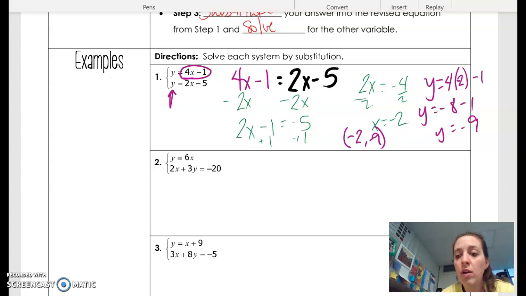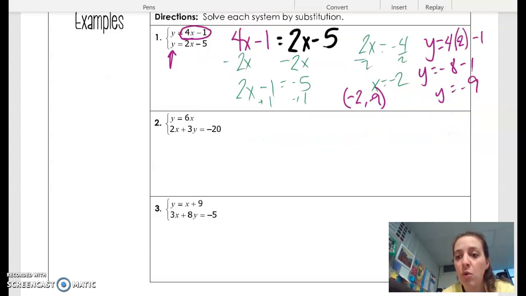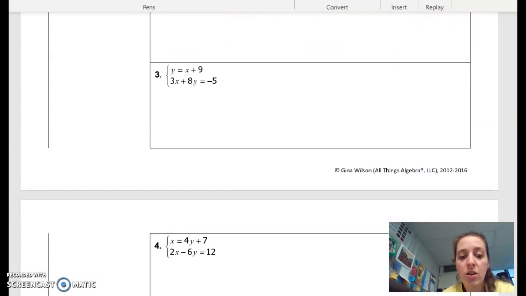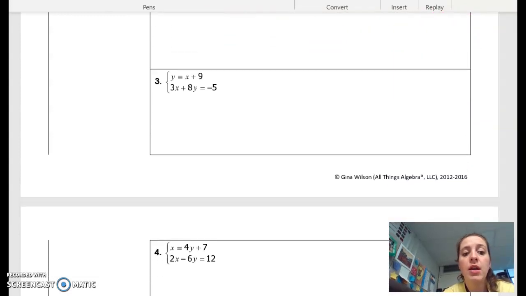So let's go ahead and look at one more example that's kind of a different one. Let's look here at number 3. Okay, so the first step was to solve one of my equations for one of my variables. And again, this one has kind of already been done for us because I have y equals. This could be x equals, it doesn't matter. So now since one of my equations is solved for one of my variables, I go ahead and I substitute that in. So I now have 3x plus 8, and I'm going to substitute right here my x plus 9. And again, always use your parentheses, equals a negative 5.